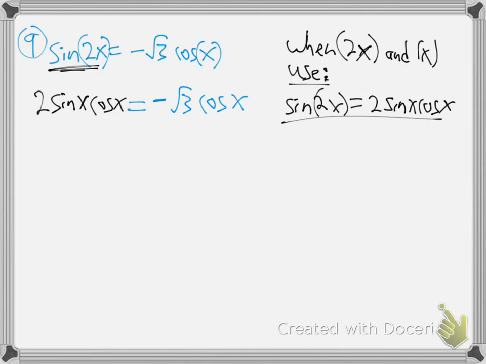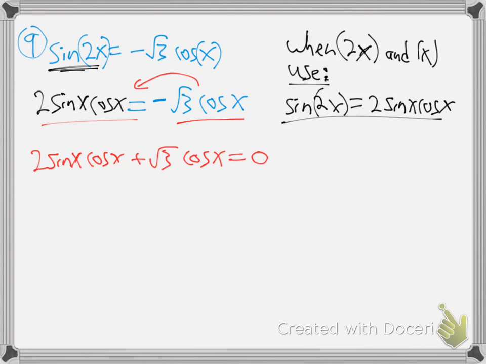How are we doing? Is that okay there? Does everybody see what happened there? See that replacement I made? Now what? Well, now let's do the normal thing where we get a 0 and factor and all that. Why? Because these guys are both going to have a cosine in common and I can take it out. So jump this over. Becomes 2 sine cosine plus root 3 cosine is 0.